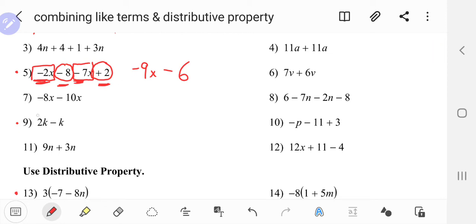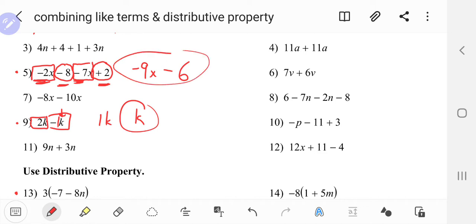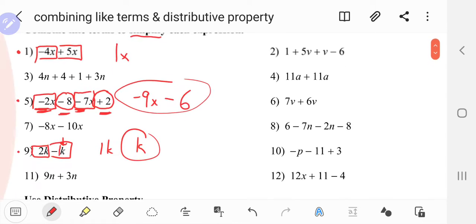The next one I want to go over is number 9. And the reason is if a variable term does not have a coefficient, so this one here doesn't have a coefficient, what do we put there? We slide a 1 in there. All right, so now we have a 2k, and we're going to subtract 1k. 2k minus 1k leaves us with 1k, or because the identity property says 1 times anything is that number, 1 times k is k. You can write that. All right, so that should be enough for you to finish 1 through 12.